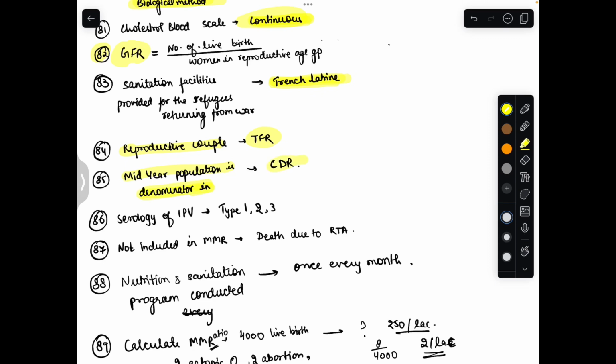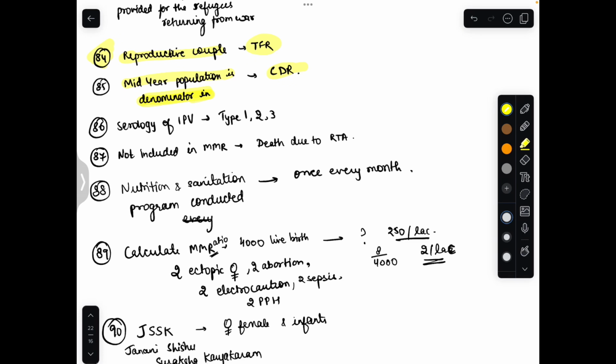For a reproductive couple, we have to check the TFR, total fertility rate. Mid-year population is the denominator in CDR. For IPV, the serotypes are type 1, 2, 3. Not included in MMR is death due to RTA, because in maternal mortality rate we do not count external causes of death of the mother. So the road traffic accident, an external cause, is not counted in MMR.